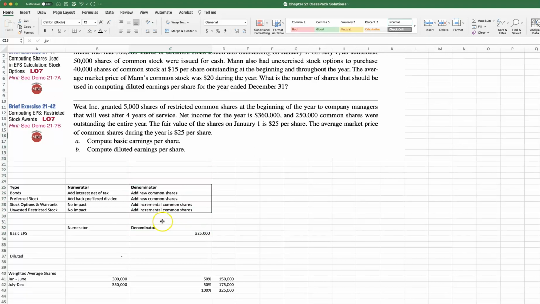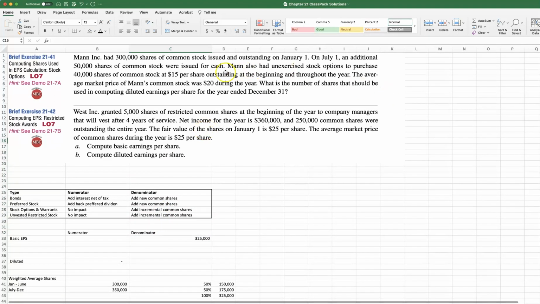Let's see, does it give us net income so that we can do our basic? Let's see. Oh, nope, it's just asking us to do the shares, so we won't even end up doing a basic calculation.